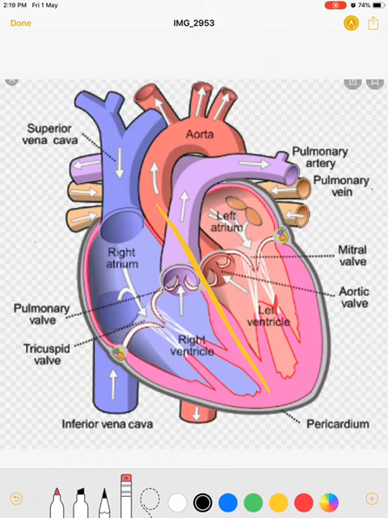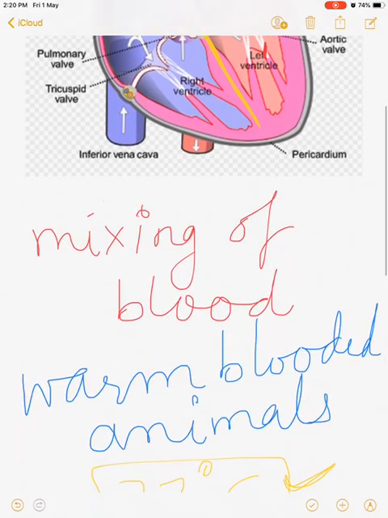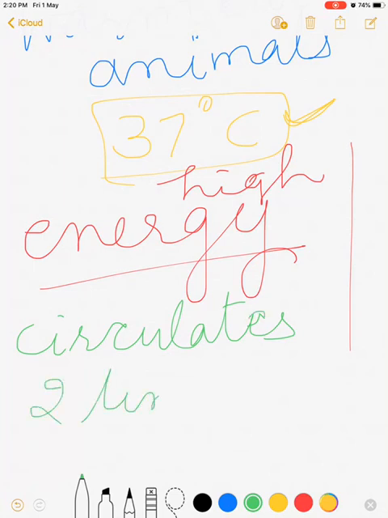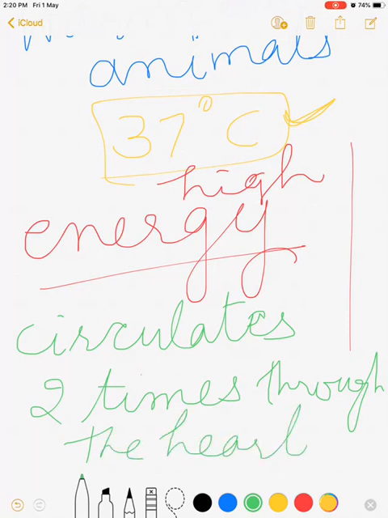So to complete one cycle, blood circulates two times through the heart. This is known as double circulation.